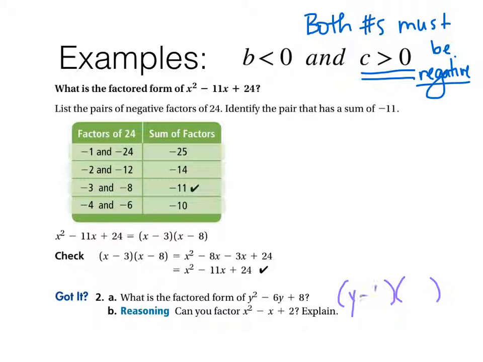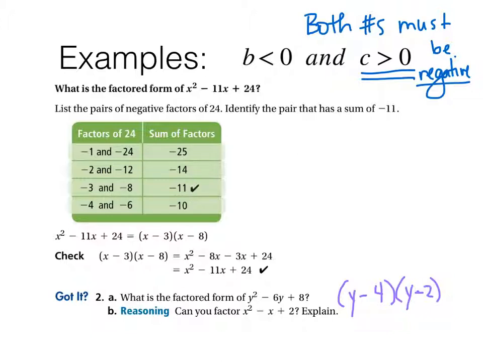So y minus 4, y minus 2. Double checking it, mostly mentally. Y times y, y squared, we're good. Y times minus 2, minus 2y, minus 4y, total of minus 6y. Minus 4 times minus 2, positive 8. Sweet.